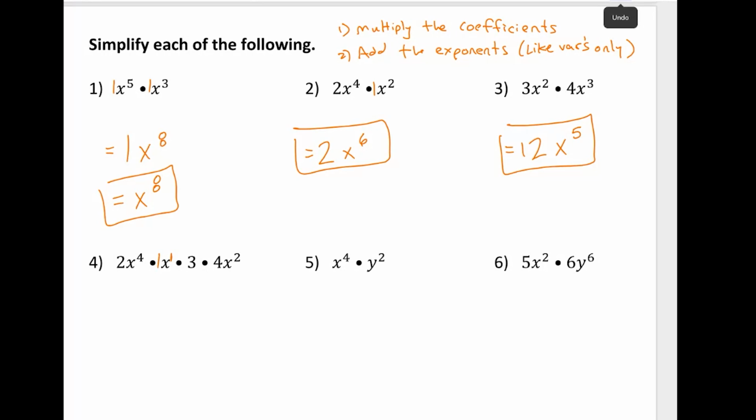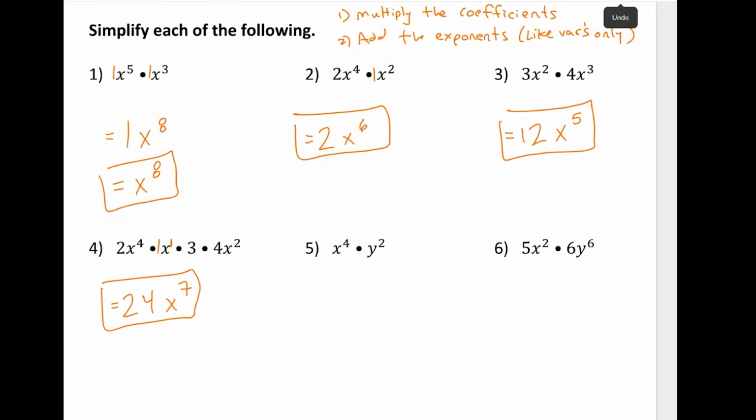So let's go with the coefficients first. 2 times 1 is 2, times 3 is 6, times 4 is 24. And now we'll add up all the x's that we're multiplying here. Again, don't forget that if you don't have an exponent on an x, then it's assumed to be 1. You're just multiplying 1x. So 4, and then an extra 1 is 5, and then 2 more is 7. So x to the 7th. That exponent is just keeping track of how many x's are being multiplied.